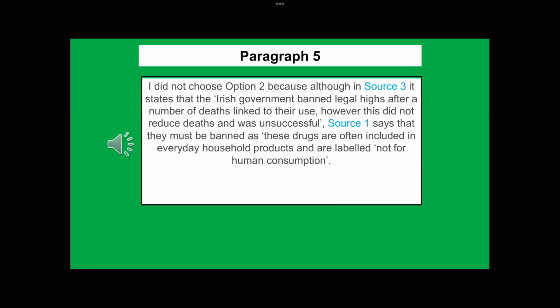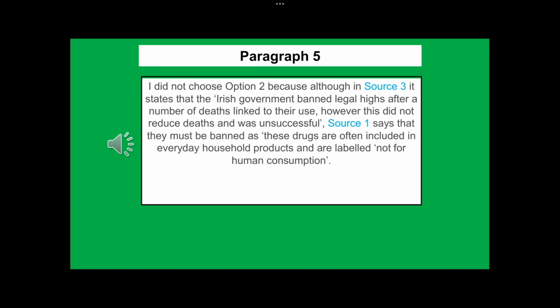In this paragraph, you're essentially explaining why you didn't choose the other option, even if there was some evidence to support it. So let's look at the first sentence here. I did not choose option 2 because although in source 3 it states that the Irish government banned legal highs after a number of deaths linked to their use, however this did not reduce deaths and was unsuccessful. Source 1 says that they must be banned as these drugs are often included in everyday household products and are labelled not for human consumption.